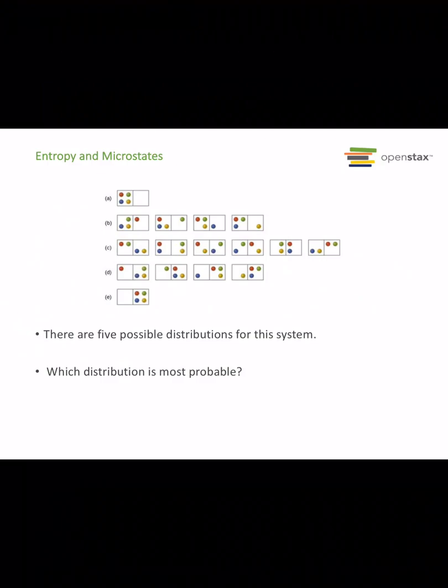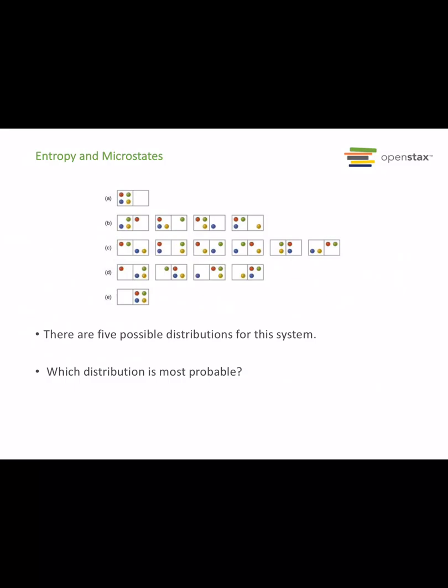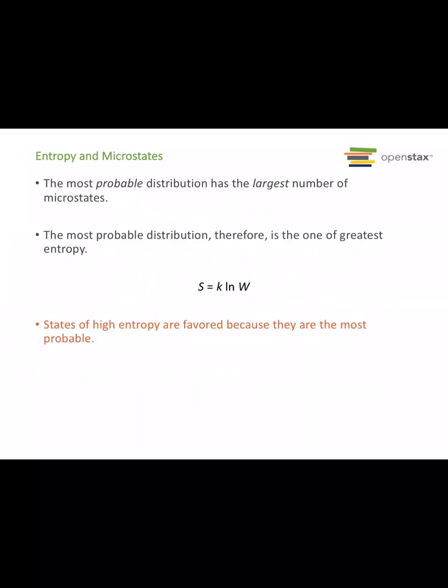So again, there are 5 possible distributions for this system. The first one having all the particles in box 1, the last one having them all in box 2, having 3 of them in one box and 1 in the other, or having 1 in the first box and 3 in the other. But the one that's going to give you the most distribution of particles is going to be C. And so C will be the most probable. The most probable distribution has the largest number of microstates.